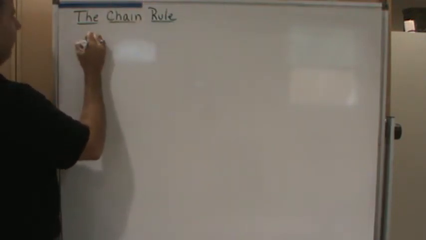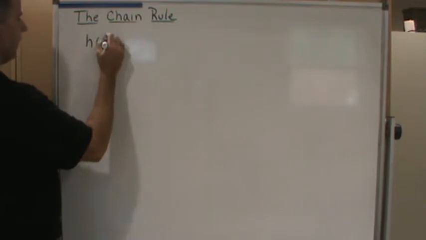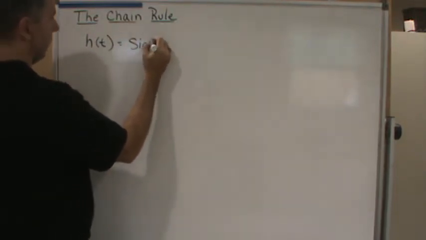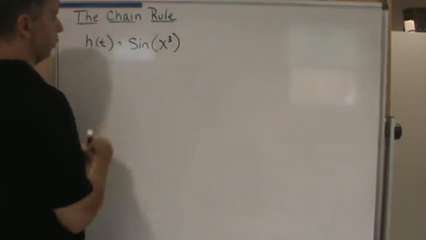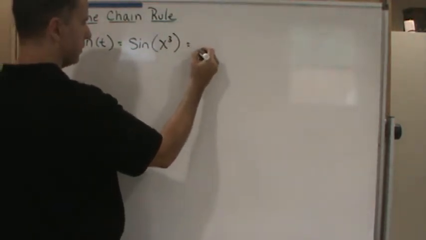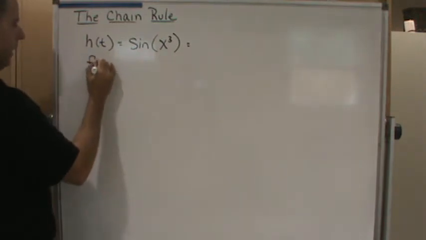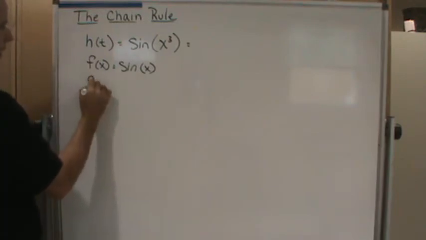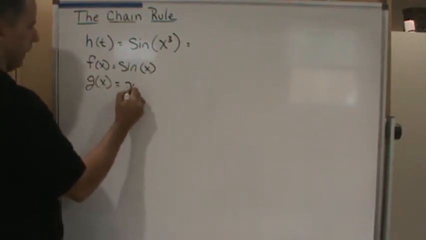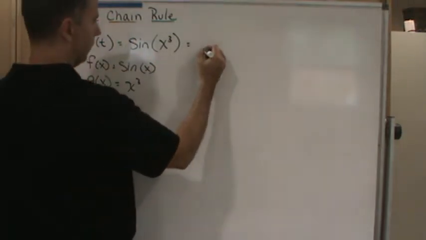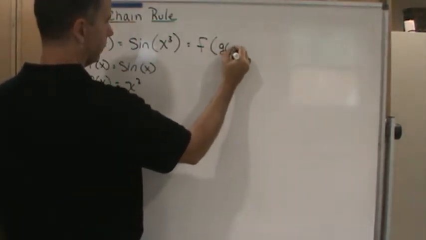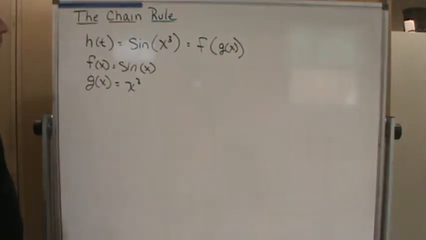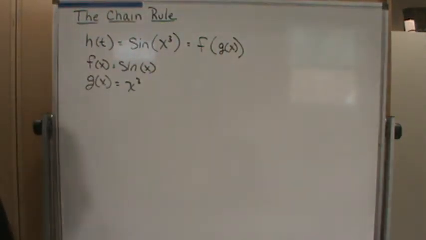So let's say we have h of x is equal to sine of x cubed. This would be a composite of functions, right? So the sine function could be f of x, so sine x, and then g of x would equal x cubed. And so we would have f of g of x.